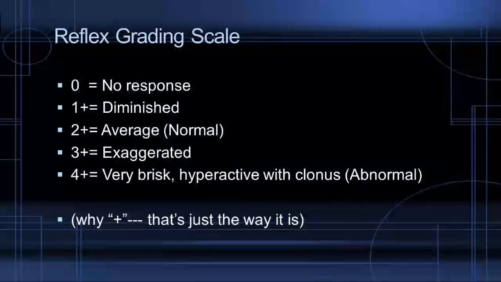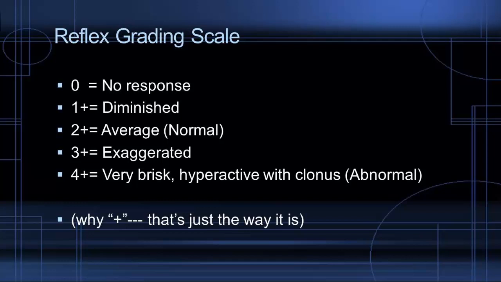So of course, reflex grading is different from sensory grading, different from manual muscle test grading. They have to have a different scale for everything. So 0 is no response, 1+ is a diminished response, 2+ is your average normal response, 3+ is exaggerated response, and 4+ is hyperactive with clonus, which we'll talk about in lab as well. No idea why there's a plus on all the numbers. That's just the way it is.